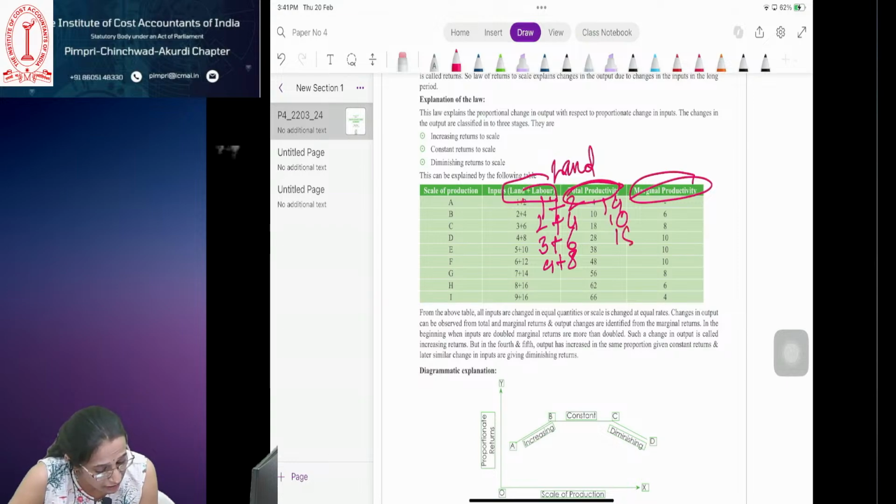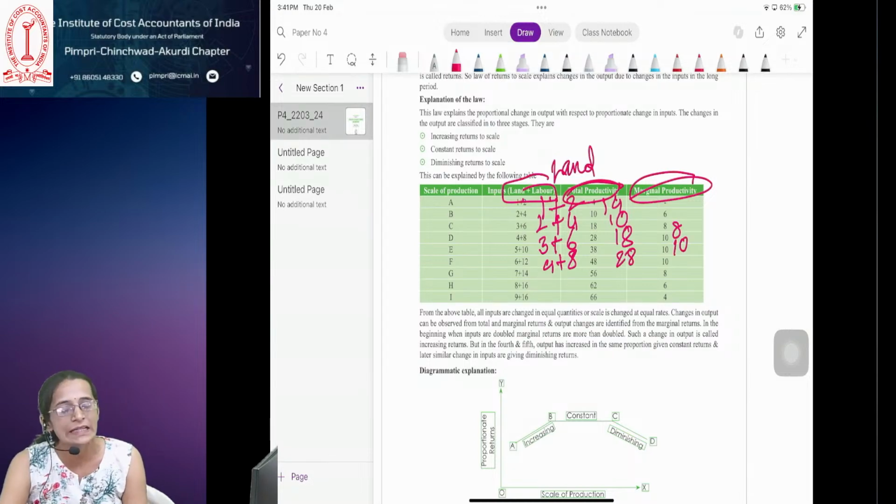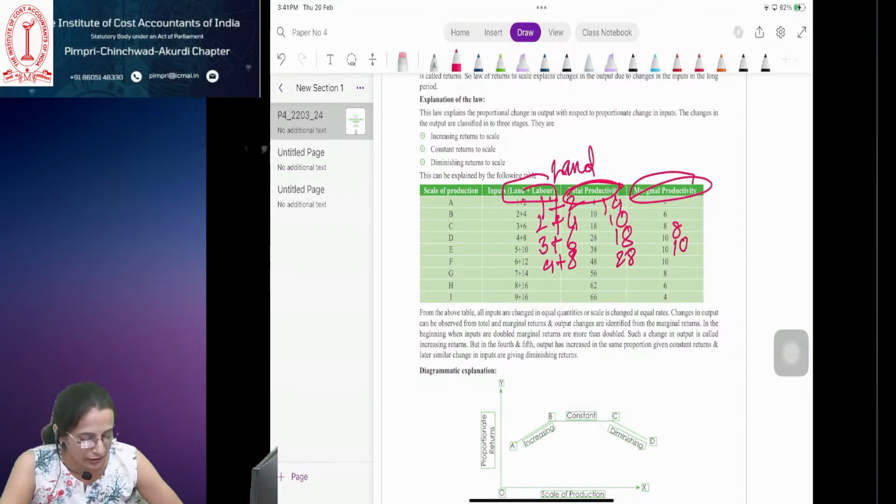10 is becoming 18. Again, the margin is 8. 18 is becoming 28. The margin is 10. So it is increasing at an increasing rate, right? And then again, what is happening? The total productivity is becoming 38, 48.